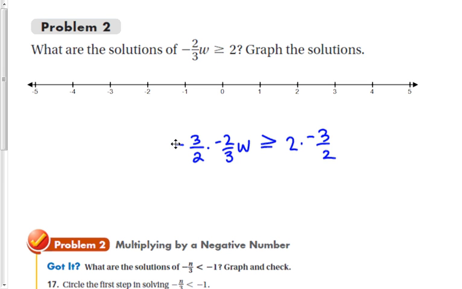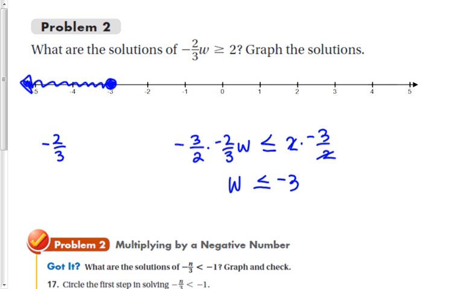And when I do that, when you multiply both sides by a negative, we have to reverse the sign. And that gives me w on this side is less than or equal to 2 times negative 3, which is negative 6, divided by 2 is negative 3. Those two actually cancel nicely. So I get all numbers less than or equal to negative 3 for my solution. So I'm going to put a solid dot on negative 3, and less than is going to be to the left this way.